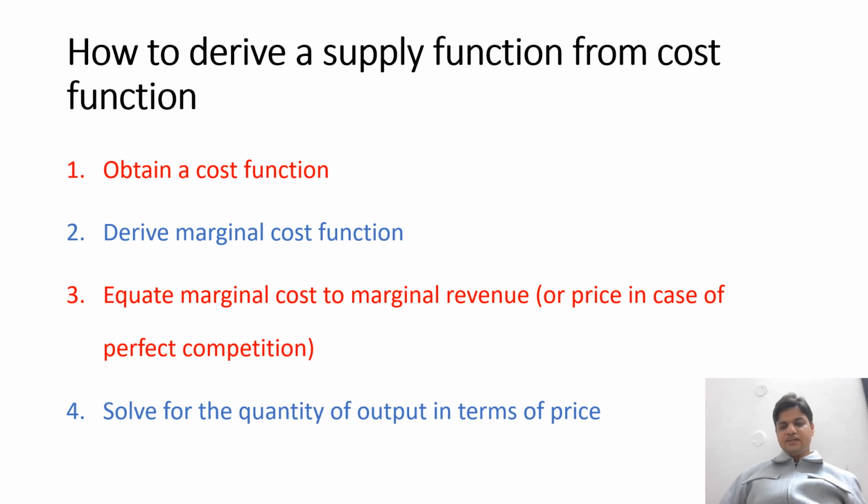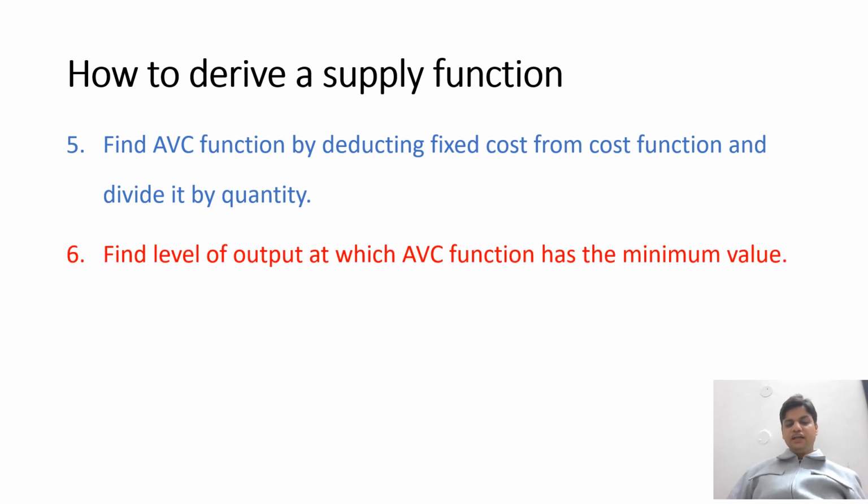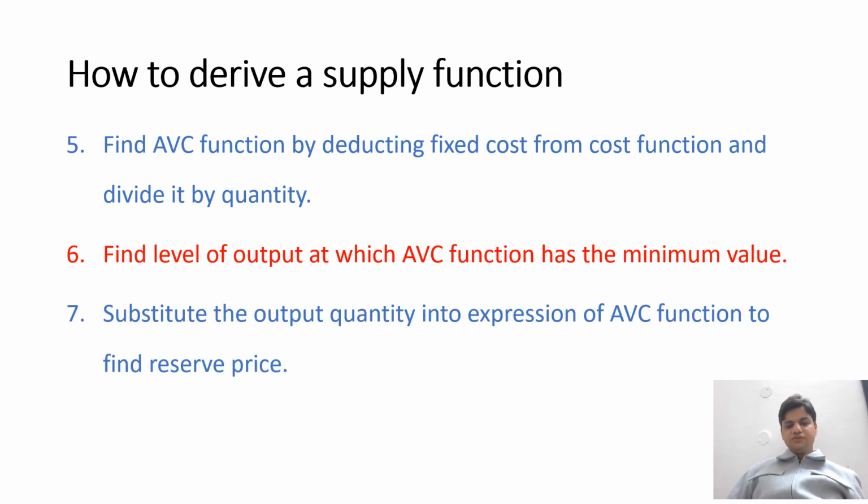So this will give you a generalized supply function, which will be valid for all prices, but that's not the reality. Then you need to find the AVC function. So how do you find the AVC function? From the cost function, you have to deduct the fixed cost, and whatever you get, you have to divide by the quantity of output. Then find the level of output at which the AVC function has the minimum value, because the relevant supply curve starts from the minimum of AVC. Then substitute the output quantity into the expression of the AVC function to find the reserve price.